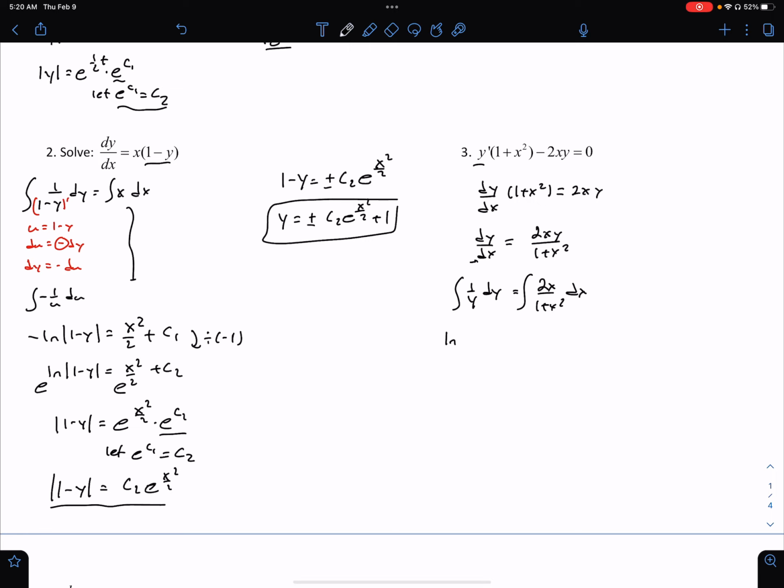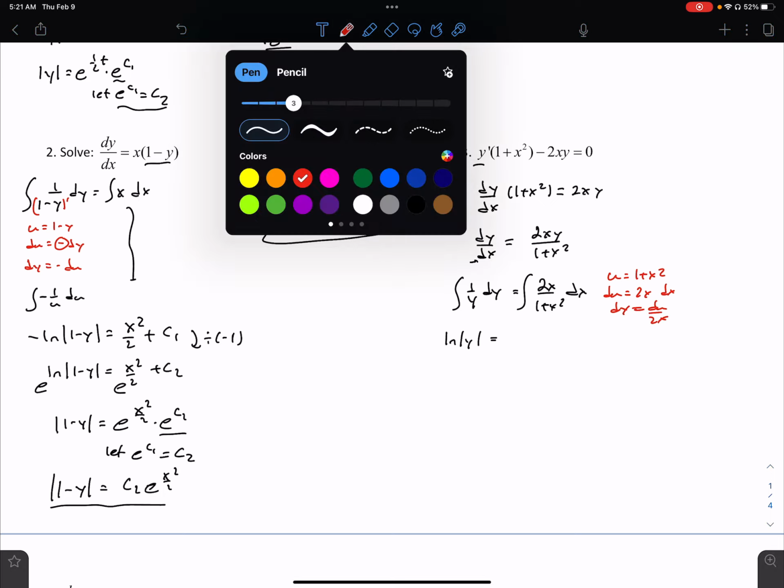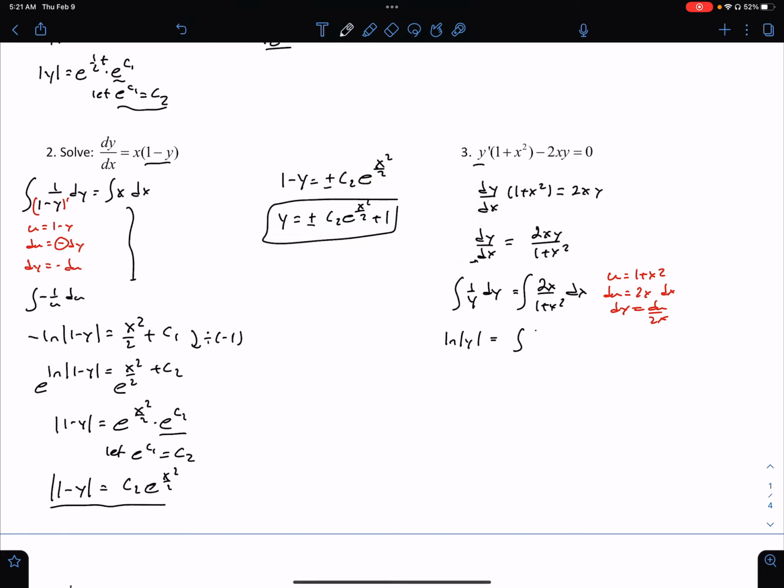So we get the natural log of y equals, but over here, we have a u substitution. So we know u is going to be 1 plus x squared. Du is 2x. Oh, that's nice. So we get dx is du over 2x. And if I were to substitute in, we would get 2x over u times du over 2x. Oh, how nice. The x's cancel out. So we get the natural log of y. And if I were to integrate this one, we just get the natural log of u, which is the natural log of 1 plus x squared, plus c1.